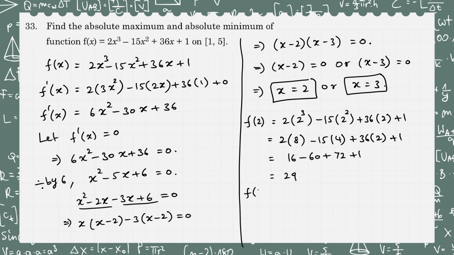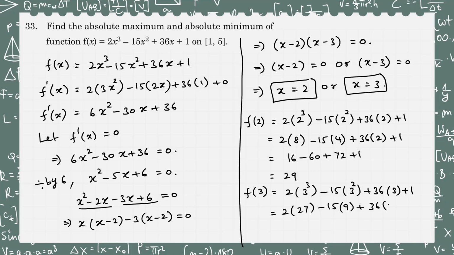And finding f(3): 2 into 3^3 - 15 into 3^2 + 36 into 3 + 1. This will give you 2 into 27 - 15 into 9 + 36 into 3 + 1. This will give you 54 - 135 + 108 + 1, and this will give 28 as the final answer.